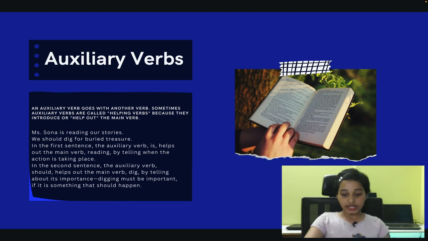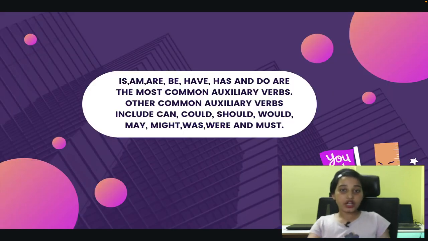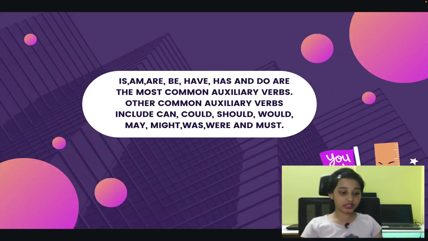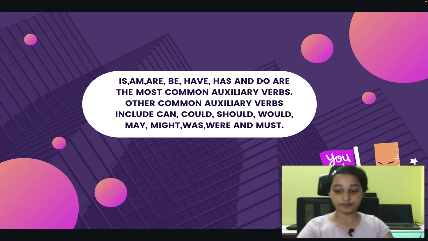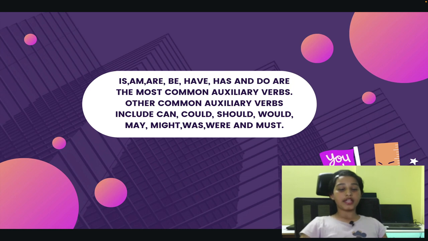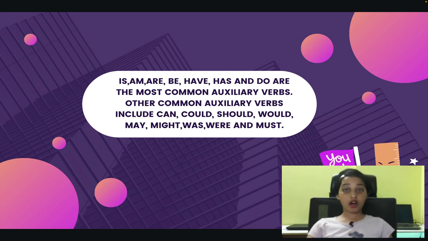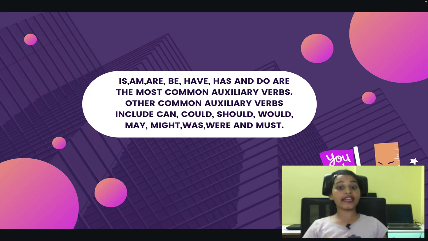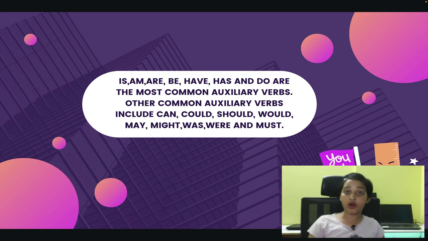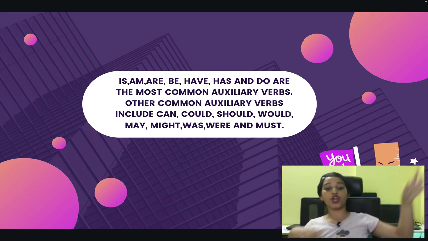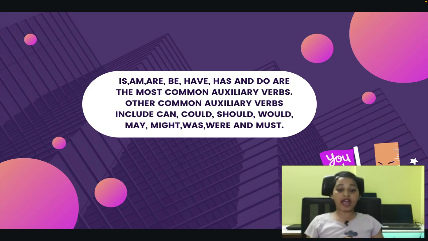Okay. Now what are some auxiliary verbs? Is, am, are, be, have, has and do are some of the most common auxiliary verbs. Other common auxiliary verbs are can, could, should, would, may, might, was, were and must.